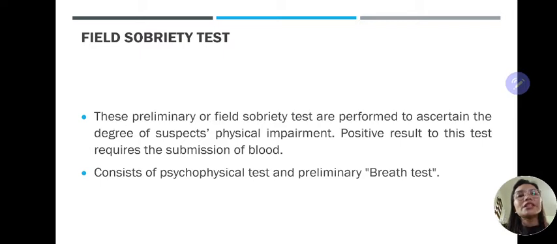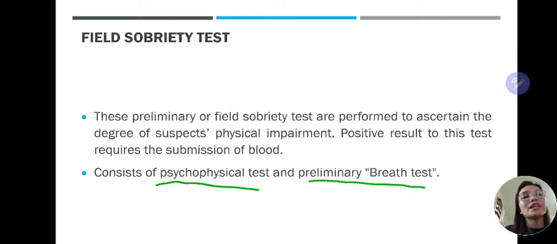So, there are certain tests na kinakonduct to determine if drunk ba yung driver, especially. So, we have the field sobriety test. Ito yung mga preliminary test performed to ascertain the degree of suspect's physical impairment. So, a positive result to this test requires the submission of blood for blood alcohol concentration examination. So, ang field sobriety test, meron siyang psychophysical test and preliminary breath test.